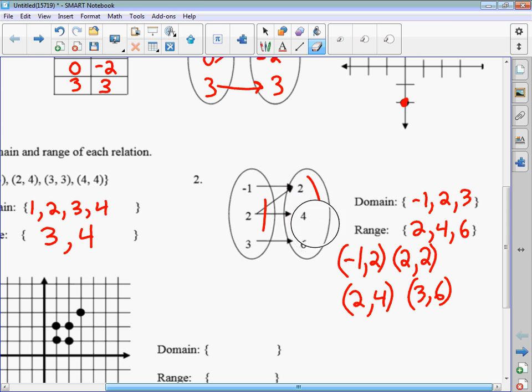So if we look, when we map, if we use a number more than once on either side, we would end up with multiple arrows going to that number. In this case, we have multiple arrows coming from 2 in the x value, going to 2 and 4 in the y's.